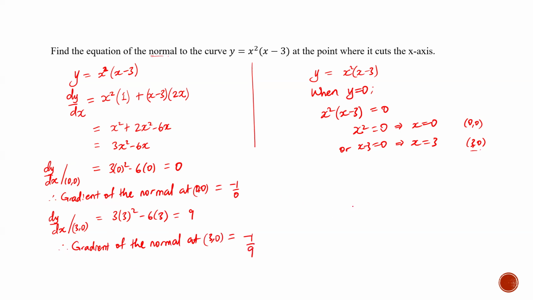So what does that tell us? That tells us that y minus 0 over x minus 3, since we're looking at the point (3, 0), is equal to negative 1 over 9. We want to get the equation of that normal. So this gives us 9y as 3 minus x, and therefore x plus 9y minus 3 is equal to 0 is the required equation. And that's how we find the equation of the normal.